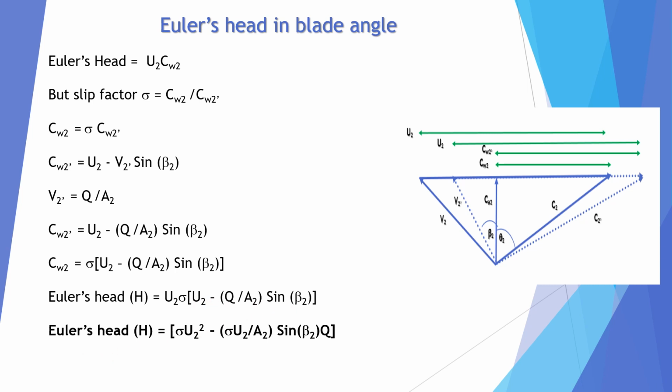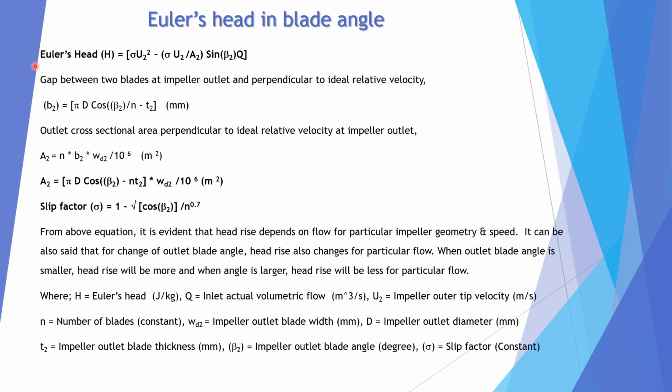So finally, we can write Euler head H is equal to sigma into U2 square minus sigma into U2 upon A2 into sine beta 2 into Q. This is the most important equation for understanding of flow versus head change for different blade angle. Further, we can write Euler head H is equal to sigma into U2 square minus sigma into U2 upon A2 into sine beta 2 into Q.